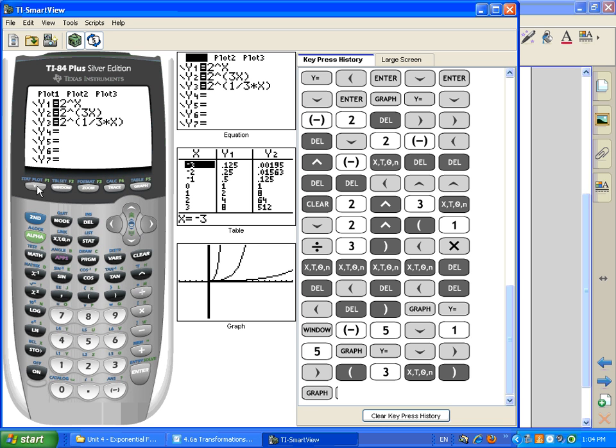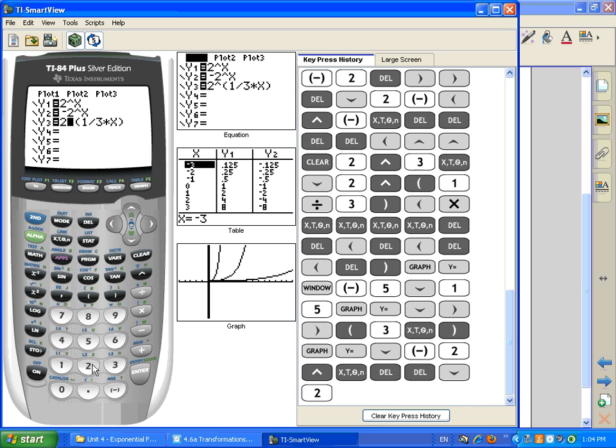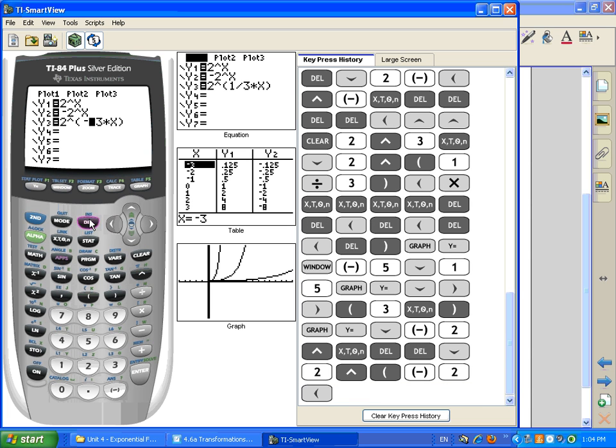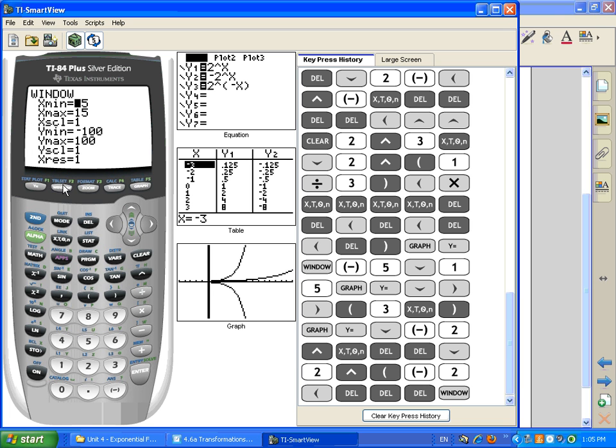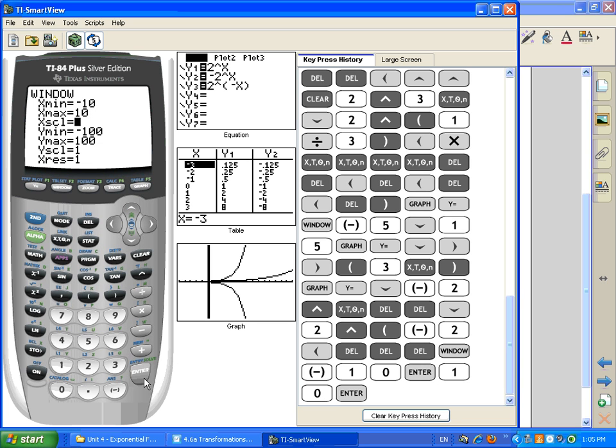All right, so the first one is y equals 2 to the x. Second one is negative 2 to the x. And the third one shows 2 to the negative x. Let's see if I have to change the window again. I do. So looking at that, I'm going to go negative 10, enter, 10, enter. That looks good.